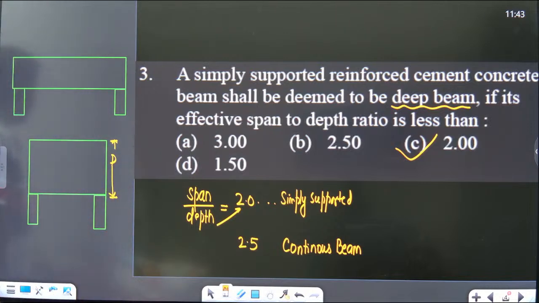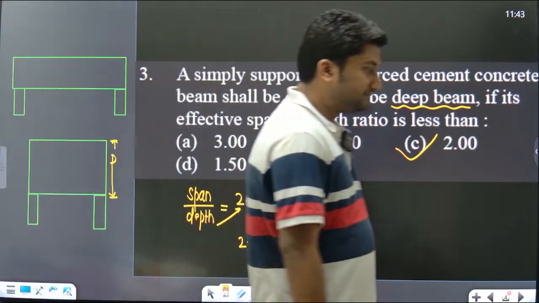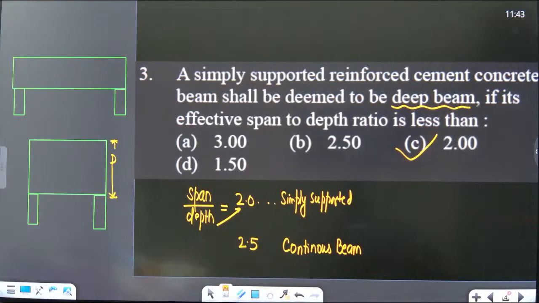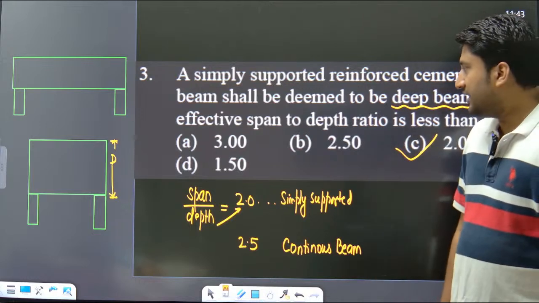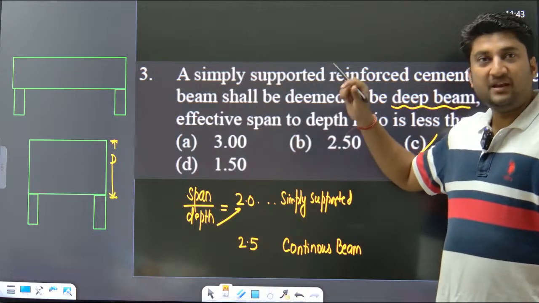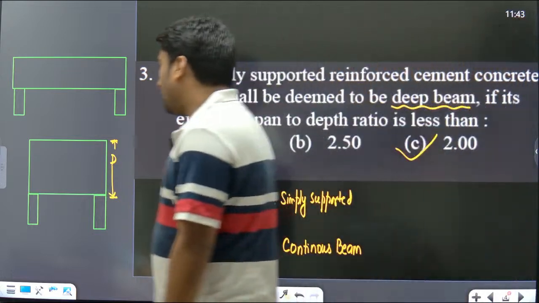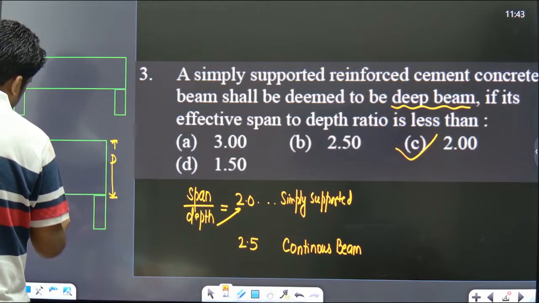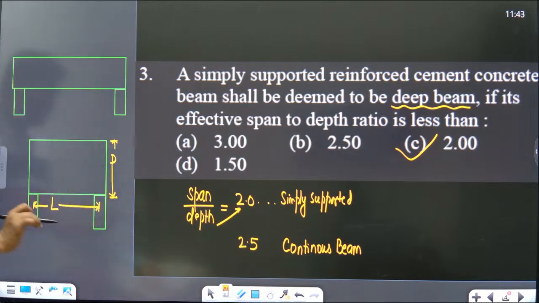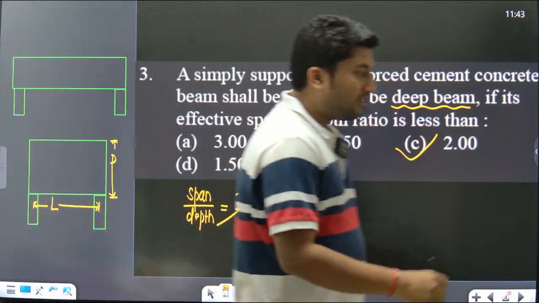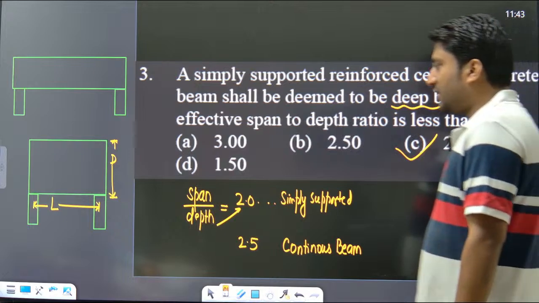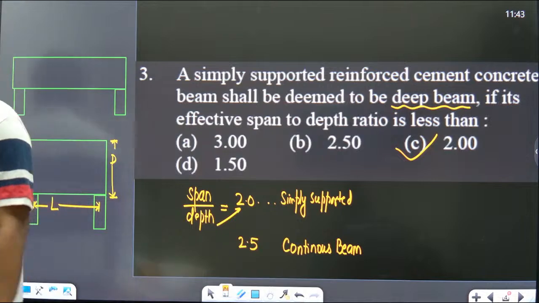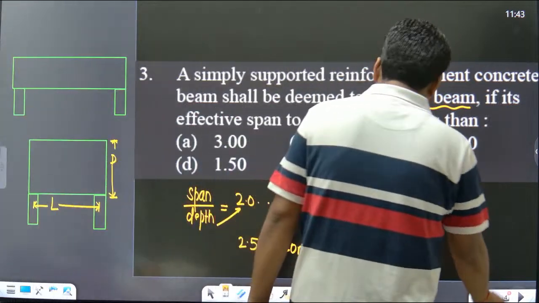And deep beam is designed for... we'll solve one more question on this. Okay. Understood everyone? Written everyone? So the effective span to the overall depth, this ratio is 2 for simply supported and 2.5 for continuous beam. I hope you have understood this point. Now moving ahead with the next question.